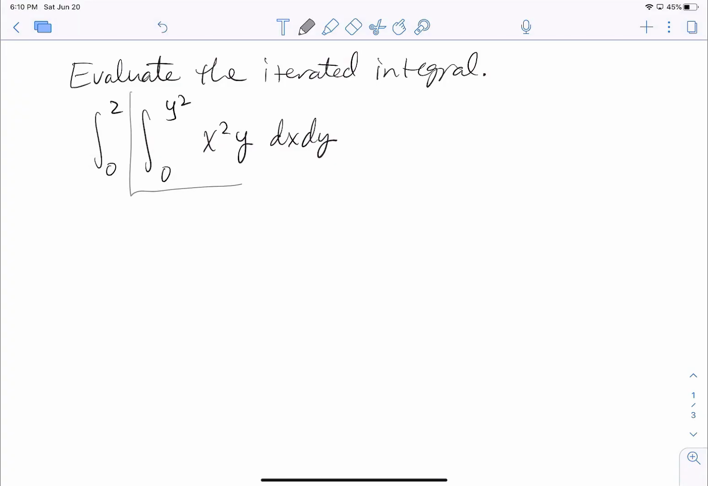And our work is going to start by evaluating the innermost integral, which means integrating first with respect to x. And in fact, I'd like you to pause the video, work out the whole thing, and then come back when you're done.